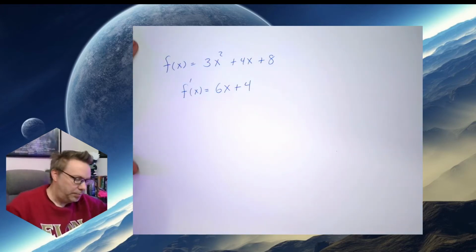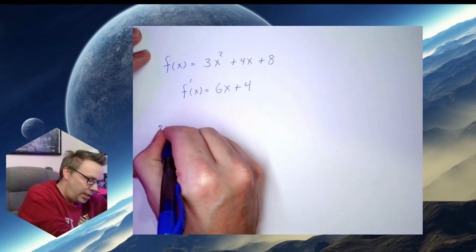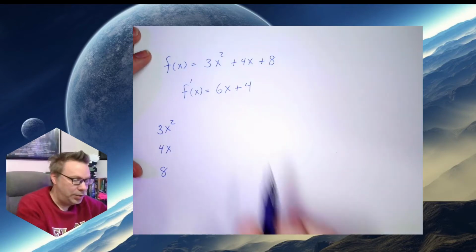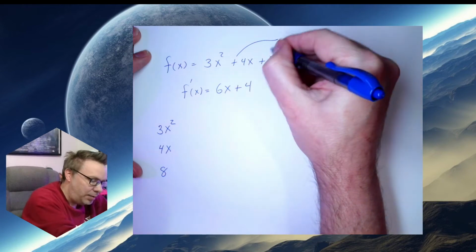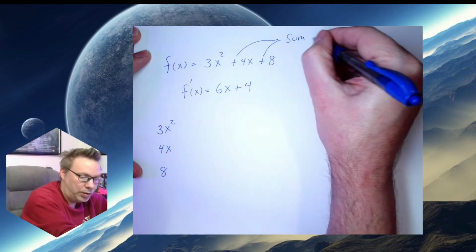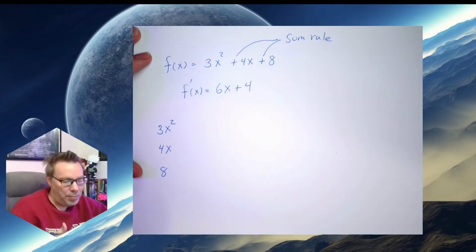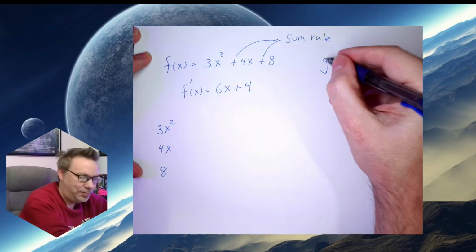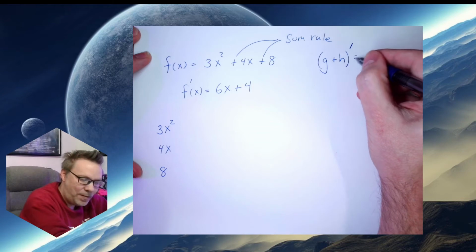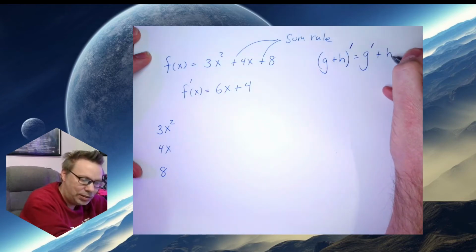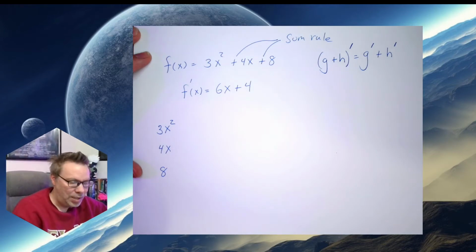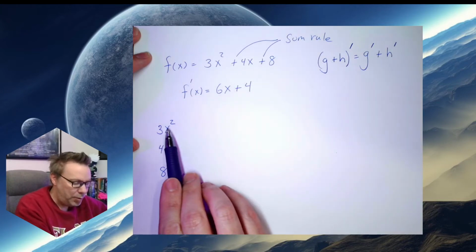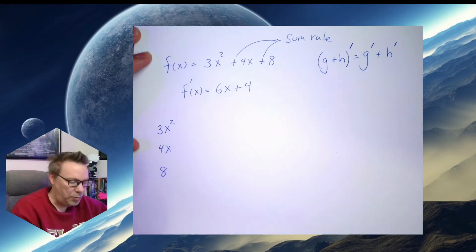So what rules did I use? The first thing I notice is that I have a 3x squared, a 4x, and an 8. And in between those, I have plus signs. Each time I have a plus sign, I am going to use the sum rule. The sum rule basically says that if I have two functions and I add them together, the derivative of that sum is the individual derivatives of each term. And so what I can do is decompose this problem. Instead of one big problem, I'm going to decompose this into 3 smaller problems using the sum rule.